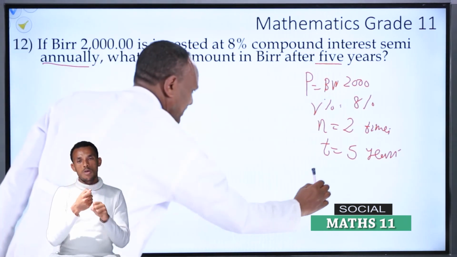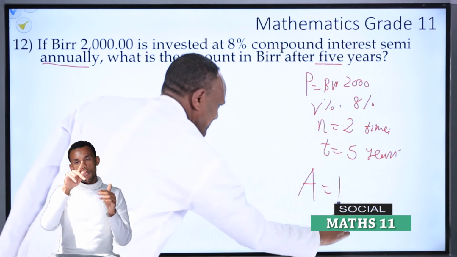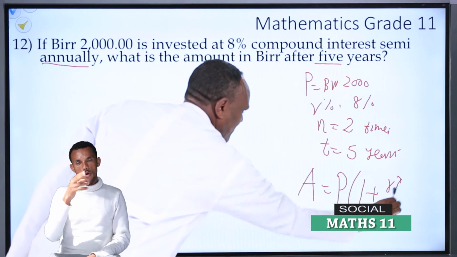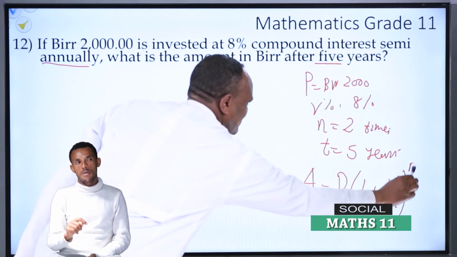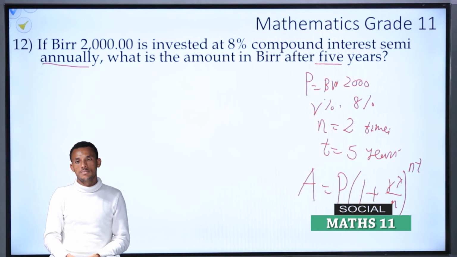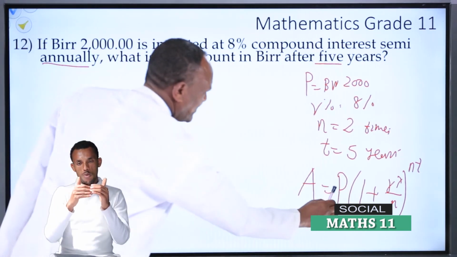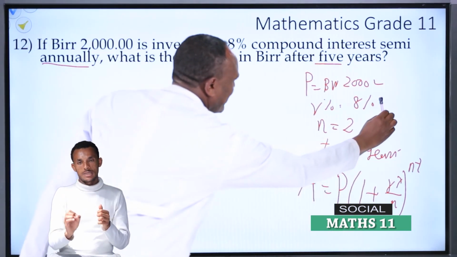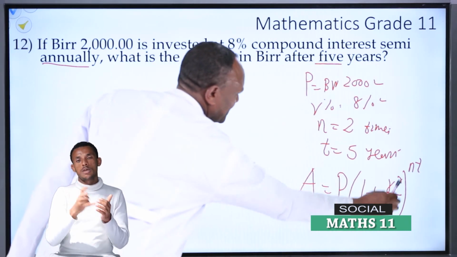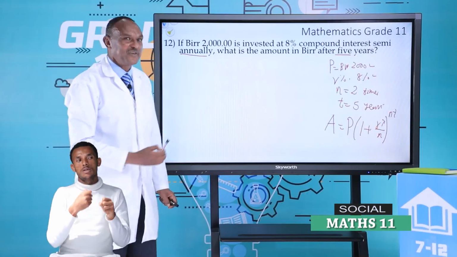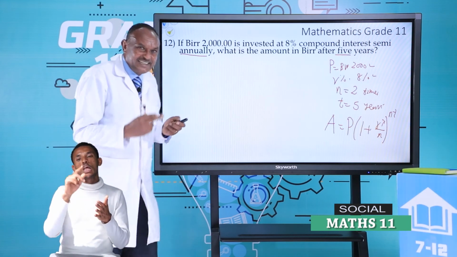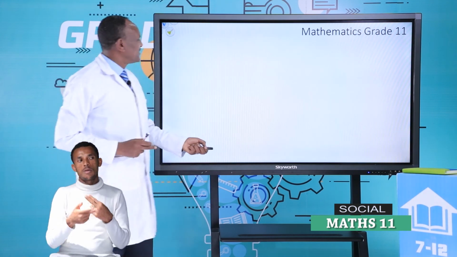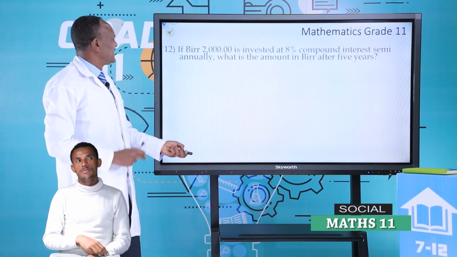We have to use a formula. Amount will be equal to the principal P times 1 plus R% over N, all to the power NT. P was equal to 2000, R was equal to 8%, and N was equal to 2. If you are using it for 5 years, every year you are paying interest 2 times, so within 5 years you are going to pay 10 times. So your answer will be as follows.